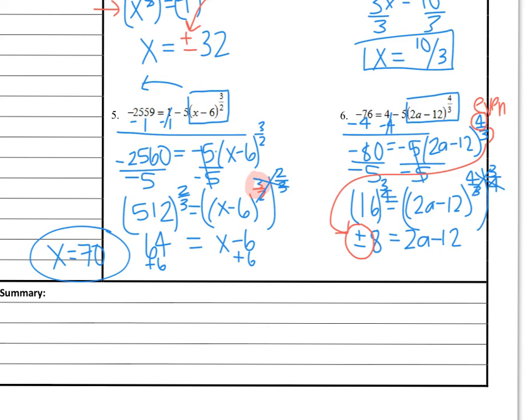But because there's more than one step, we're going to need to set this up, meaning it's not just add something to both sides. We have 2 steps we have to do, divide by 2 and add the 12. This means that we're going to separate this into 2 separate equations, okay? So I'm going to have the positive 8 equaling the 2a minus 12, and the negative 8 equaling the 2a minus 12.